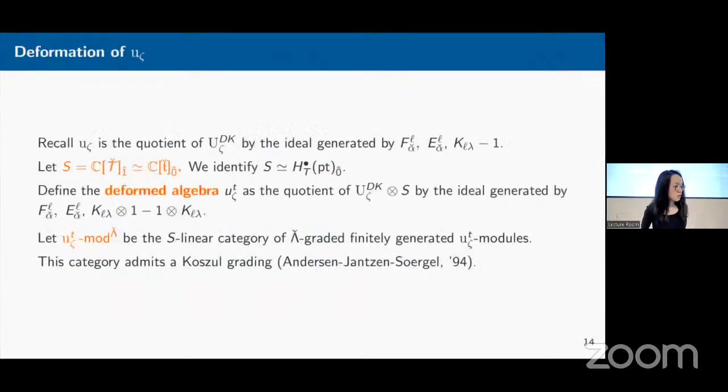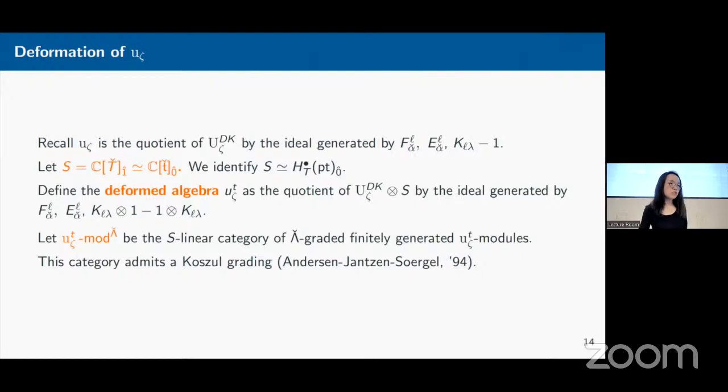Okay, and now I want to talk about the relation with the Springer fiber. For this purpose, I need a deformation of the small quantum group. So recall that the small quantum group is the quotient of the De Concini-Kac quantum group by the ideal generated by these elements.